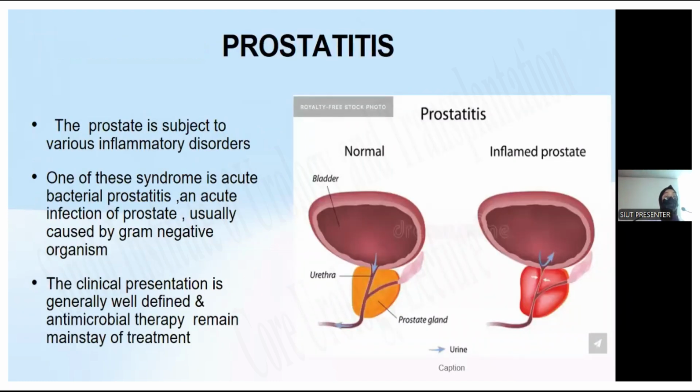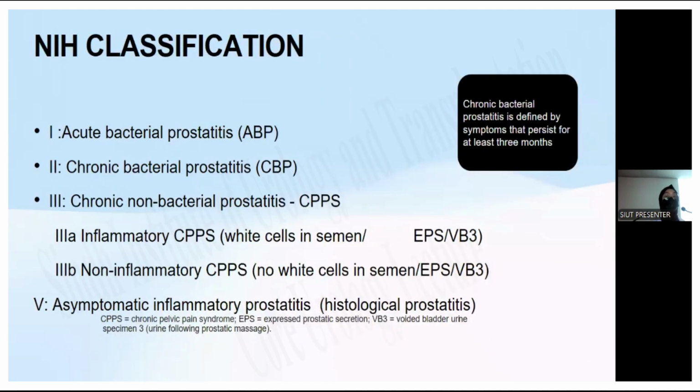Moving on to prostatitis. The prostate gland is subject to various inflammatory disorders, acute bacterial prostatitis being one of them. It is classified into 4 major types. First is acute bacterial prostatitis, and then chronic bacterial prostatitis, which is defined by symptoms that persist for at least 3 months. Then we have chronic non-bacterial prostatitis, which is subdivided into 2 types: inflammatory CPPS and non-inflammatory CPPS. We will be discussing these. And then there is asymptomatic inflammatory prostatitis.